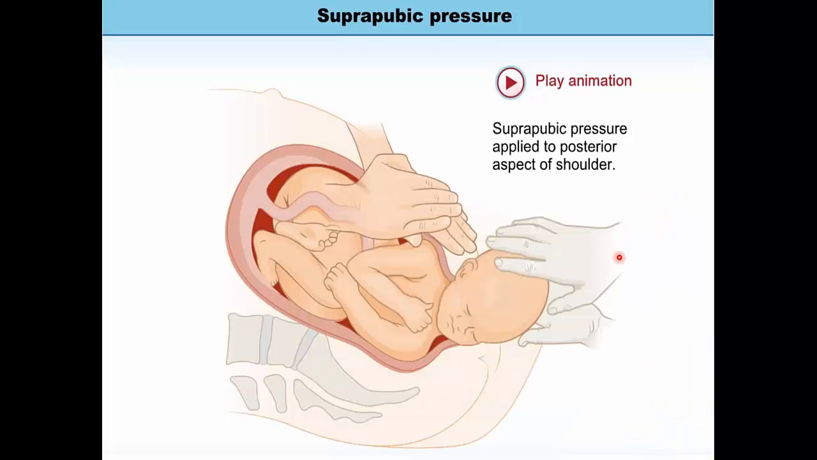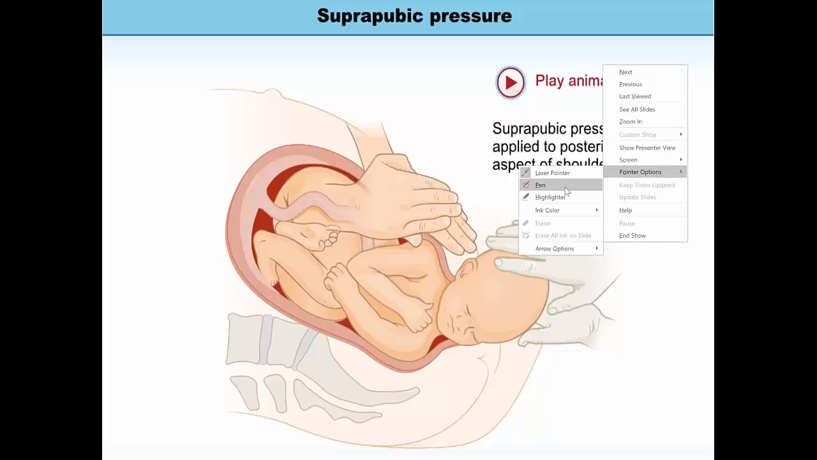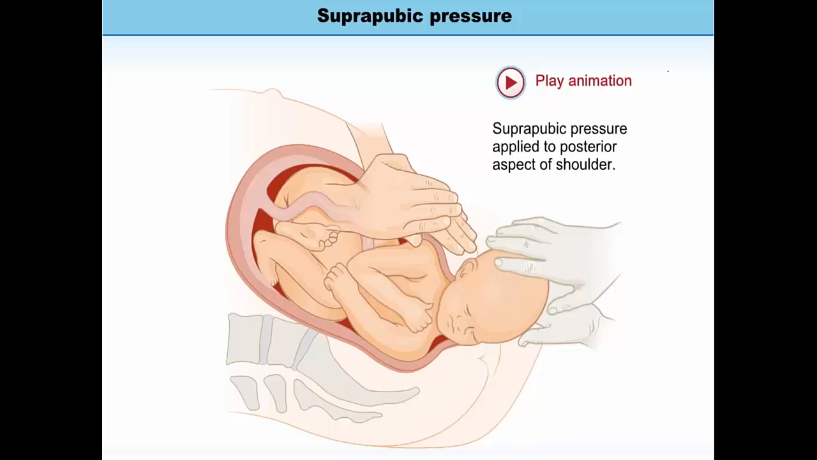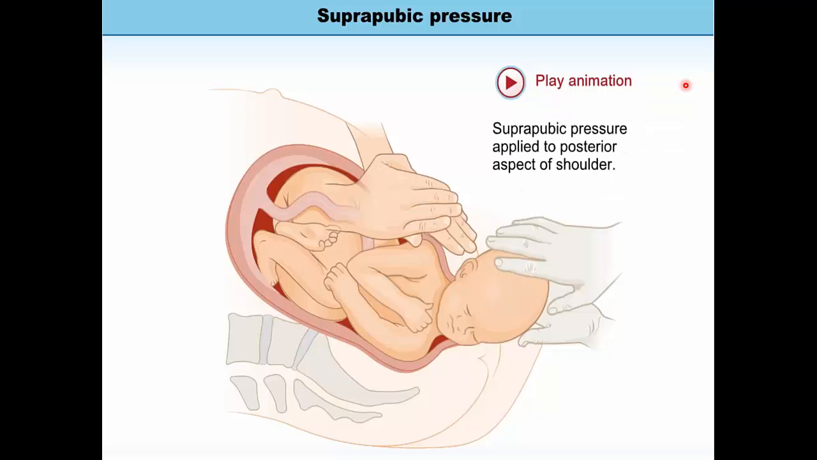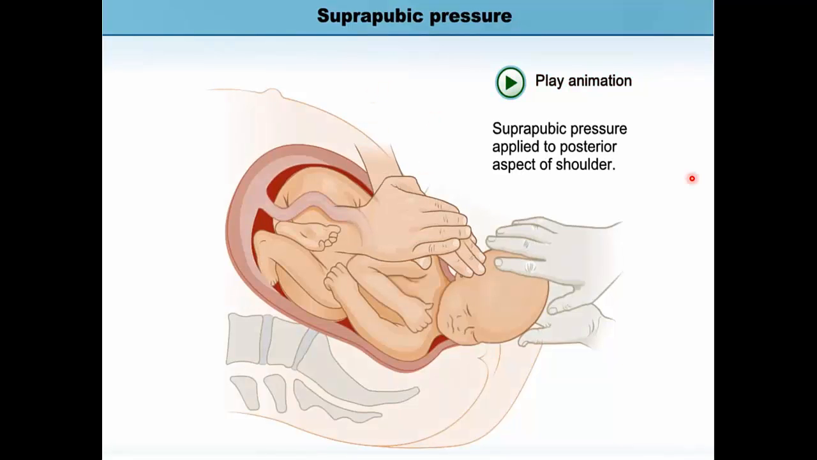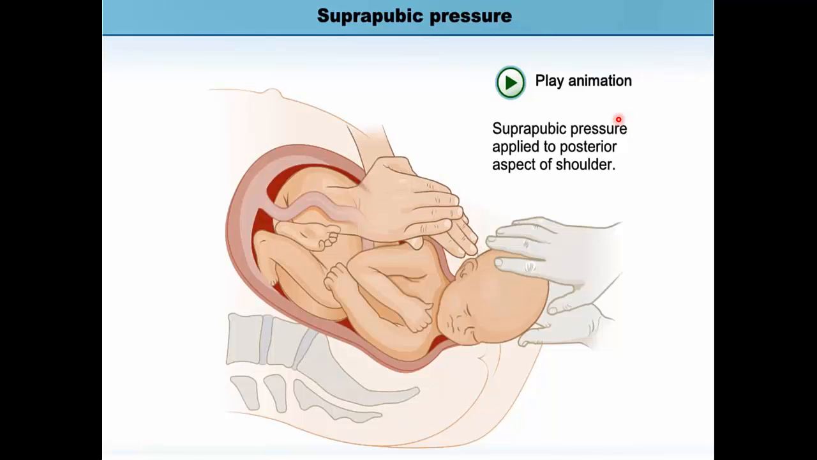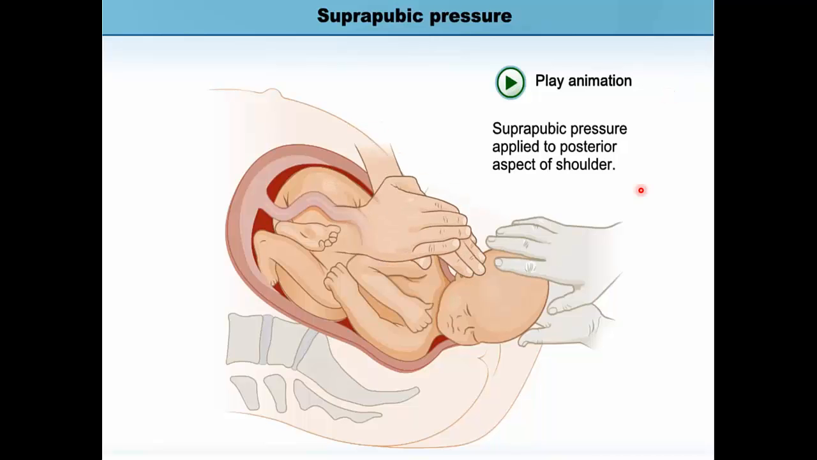Here, this is the suprapubic pressure or Rubin 1 maneuver. This is how to apply suprapubic pressure to deliver shoulder dystocia. It should be done within 30 minutes.